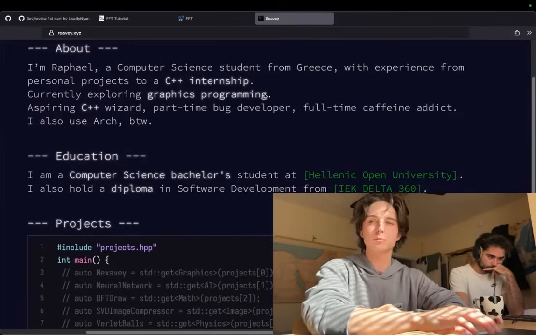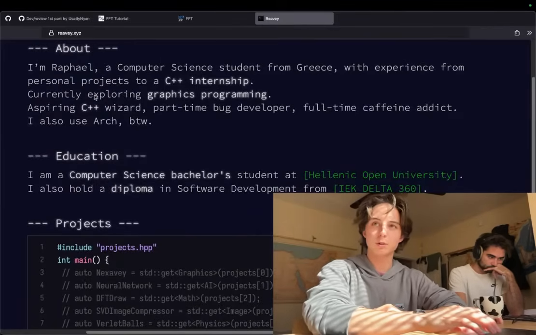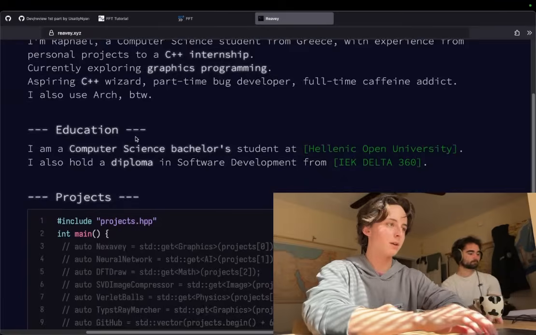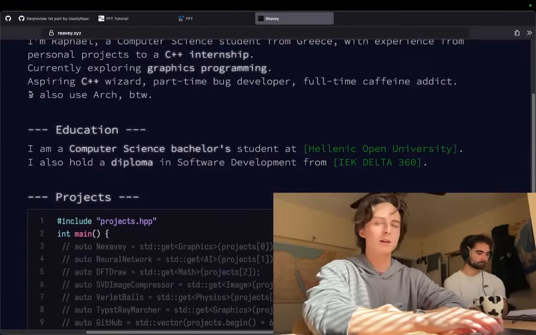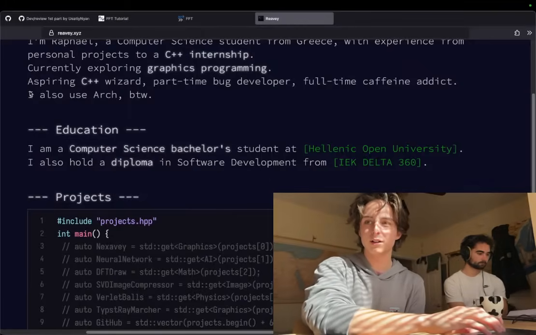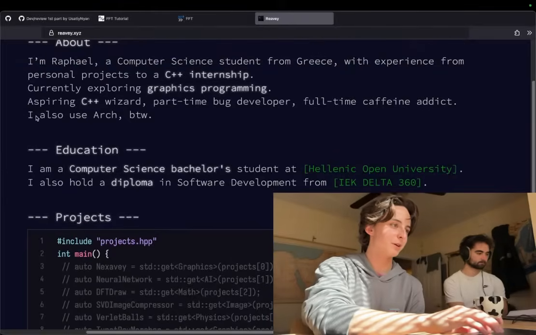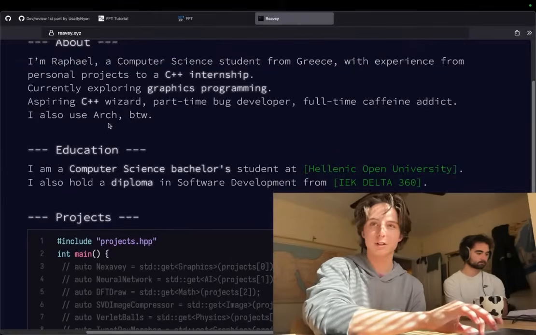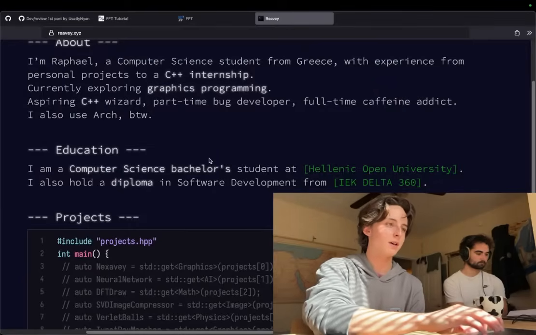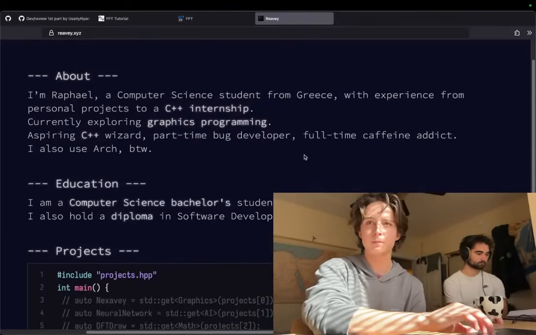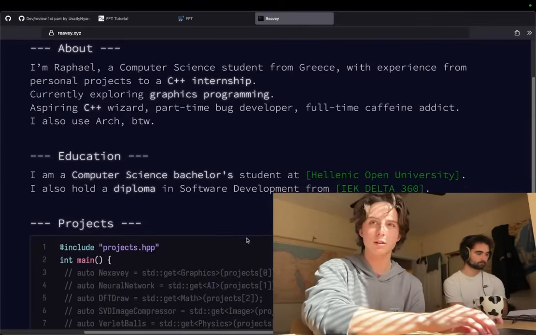Currently exploring graphics programming. Okay, this is also incorrect grammar. It's a sentence fragment. You need a personal pronoun, like I'm in there. And same thing with this, because I don't mean to dig into all your writing, but "I'm passionate about writing. I also use Arch, by the way" is a full sentence, but "aspiring C++ wizard" is not. So let's see, aspiring C++ wizard, part-time bug developer, full-time caffeine addict. All right, trying to be a little funny for the hiring team.